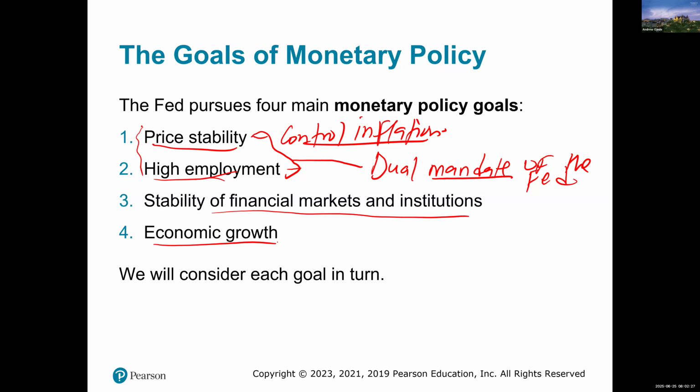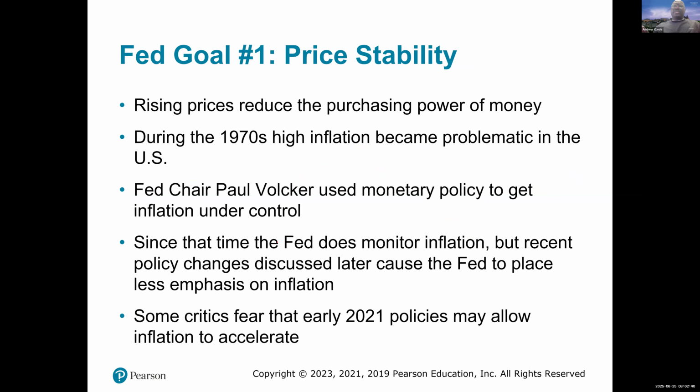And then, of course, economic growth. The Fed is going to promote the goal of increasing output, GDP, every period through its policy. So we're going to consider each goal in turn. So goal number one, which is price stability.